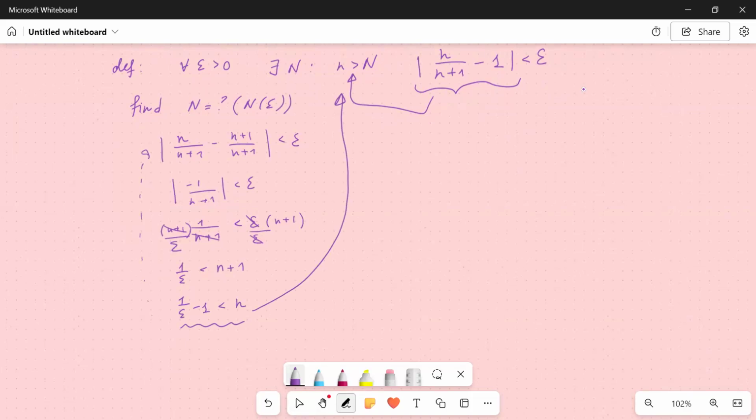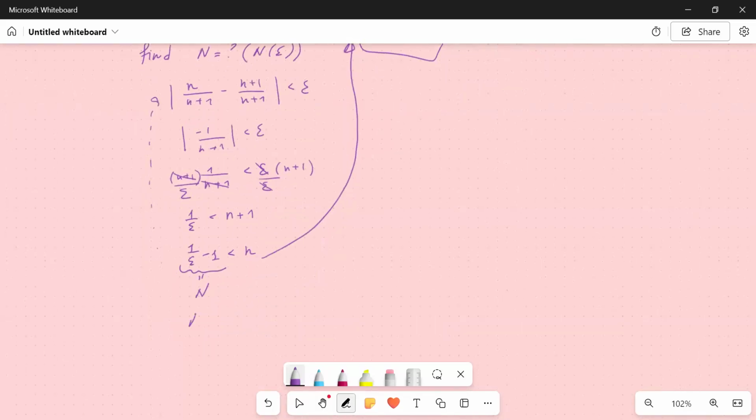So if we choose big N, let's say greater than this number, we can choose big N equals to this number. I'm trying to say, if we choose big N equals to this number, we are going to have something like this: big N and little n is greater than big N. Only thing is that this number is not necessarily going to be a natural number or integer. We'll need to figure out the first natural number or integer which is bigger than this.